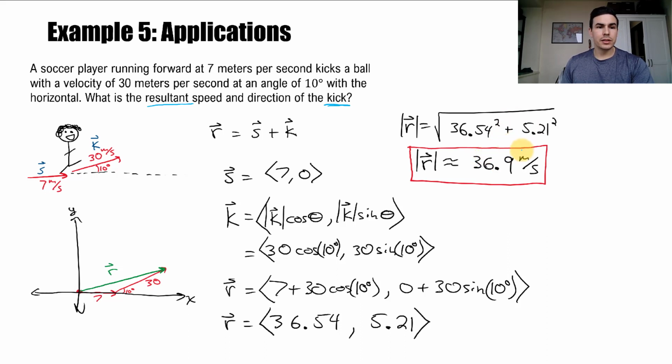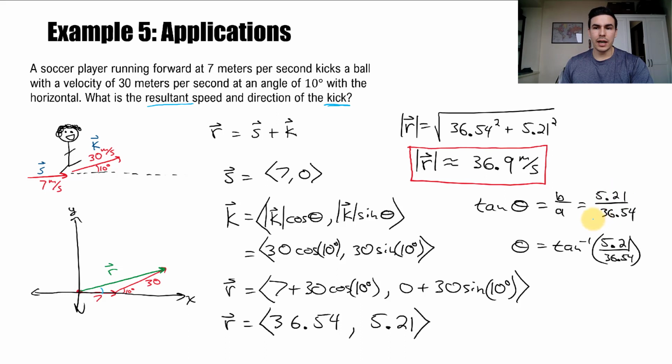Now we need to find the resultant direction of the kick. So we need to find this angle right here. So tangent theta is going to be b over a, which in this case is 5.21 over 36.54. Take the inverse tangent of both sides, and we get an angle of 8.1 degrees. All right? So that is it for this lesson, guys.